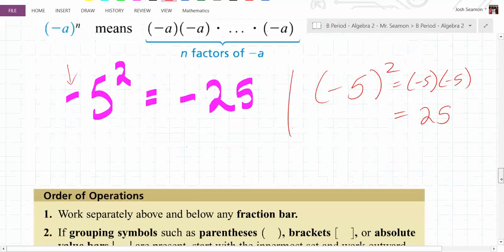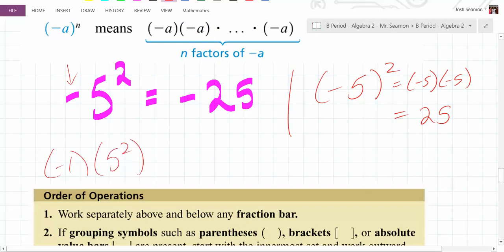Another way to think about it, if it helps you: this is negative 1 times 5 squared. The negative 1 is not being squared. The negative 1 is just along for the ride. Exponents only act on what they're touching. This is only touching that 5. Please don't make this mistake.